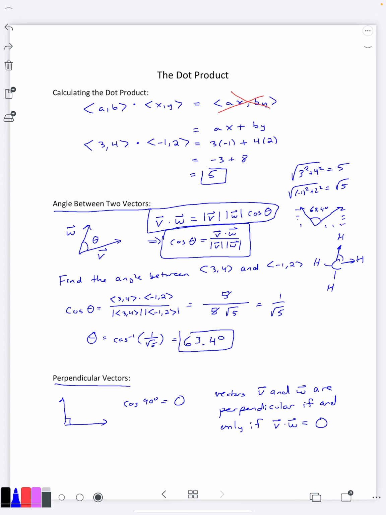And that's also something that kind of just comes up randomly in a lot of different situations. So you can see that we have a lot of uses for the dot product. There are even more out there that we're not discussing right now. This is just kind of an intro to how to calculate dot product and how to use it to find the angle between two vectors.